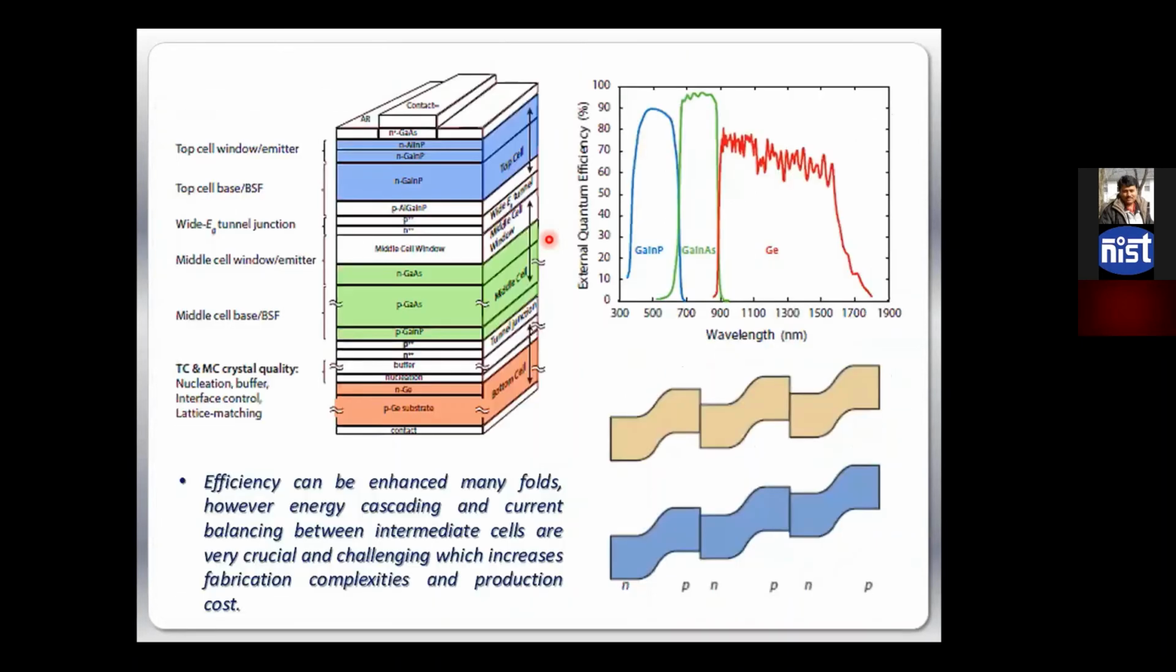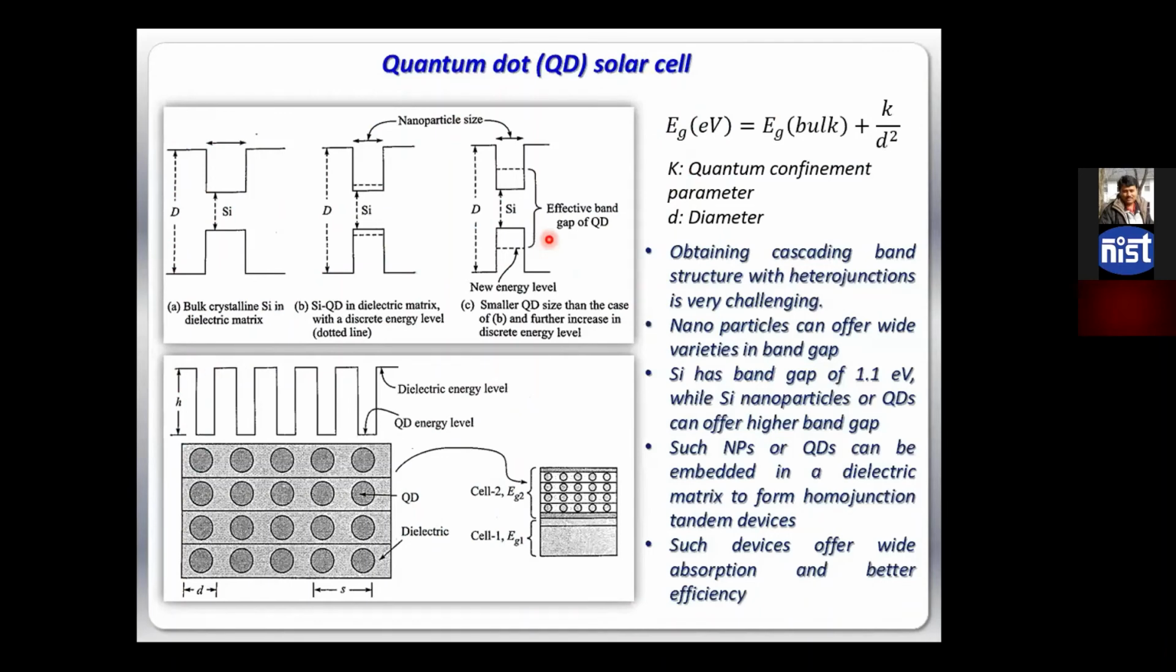Earlier for tandem devices, we said that choosing different materials for different locations and having an ideal band structure is the challenge. Now here we are not choosing different materials. What we can do is take the same material, silicon, and make different dimensions of silicon nanoparticles having a series of different band gaps, right? So the mismatch between two materials we can eliminate here, right?